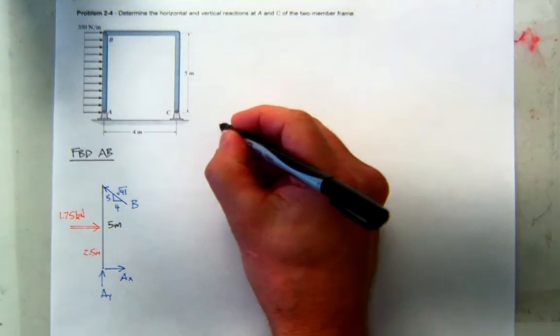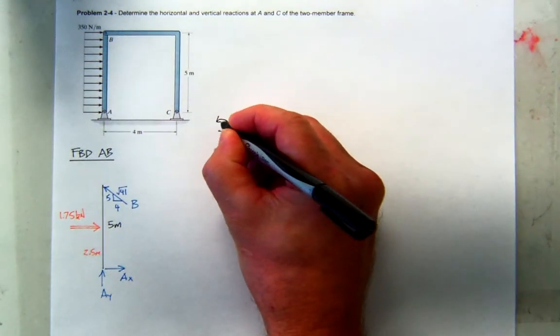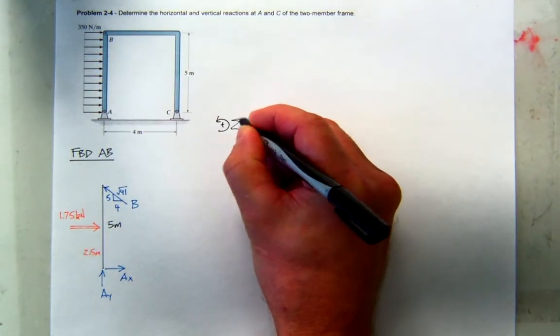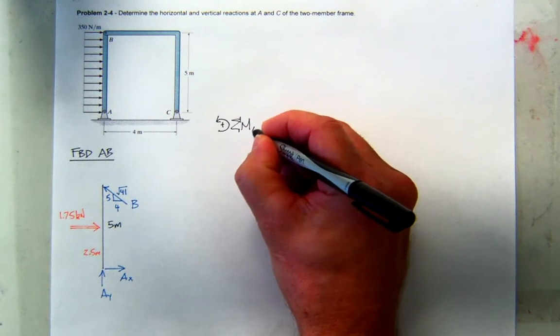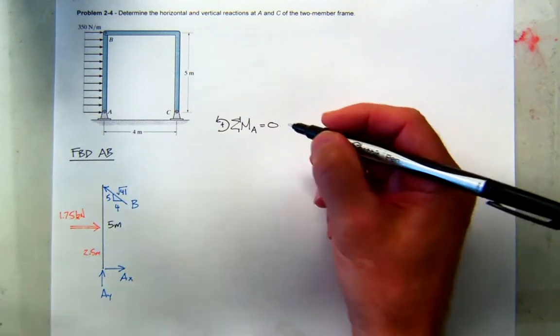We may do this just a few times this semester. Some moments, assuming right-hand rule, about a pin at A, make sure it's in equilibrium. So let's do that.